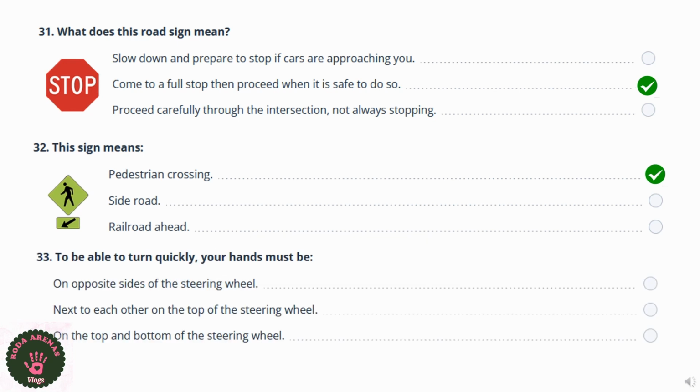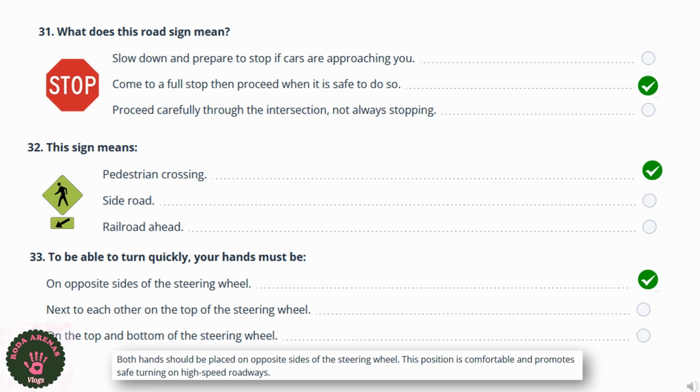To be able to turn quickly, your hands must be on opposite sides of the steering wheel, next to each other on the top of the steering wheel, or on the top and bottom of the steering wheel. The correct answer is on opposite sides of the steering wheel. Note, both hands should be placed on opposite sides of the steering wheel. This position is comfortable and promotes safe turning on high-speed roadways.